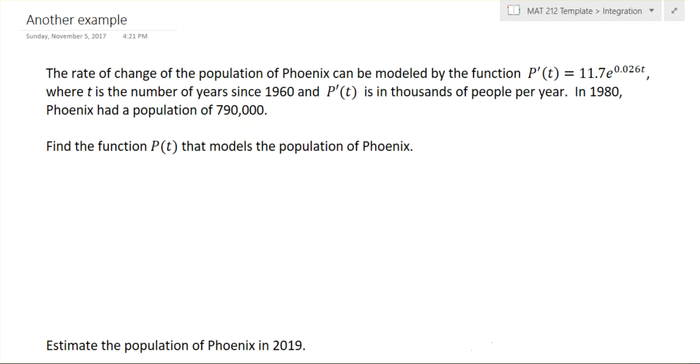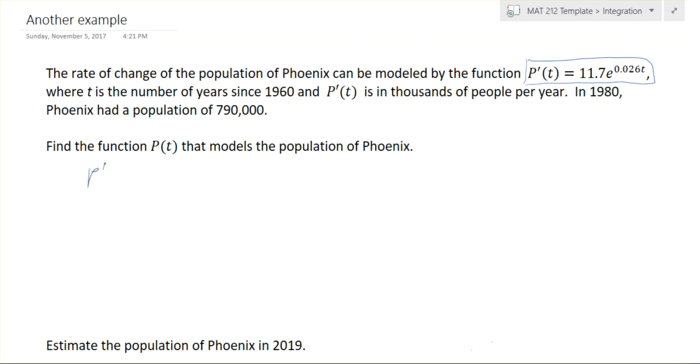In 1980, Phoenix had a population of 790,000. So the first thing to notice is this is not p of t, this is p prime of t. This function gives us the rate of change.